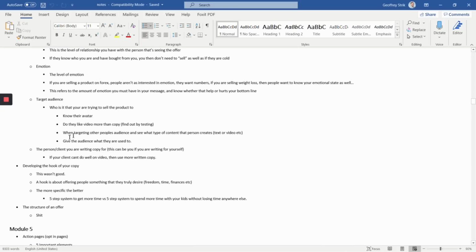So we also have here the target audience. Who is it you're trying to sell the product to? You need to know their avatar. Do they like video more than copy? This you'll find out by testing. When targeting other people's audiences, you want to see what type of content that person creates. Are they creating text or video? What's the engagement like on the text versus the video?